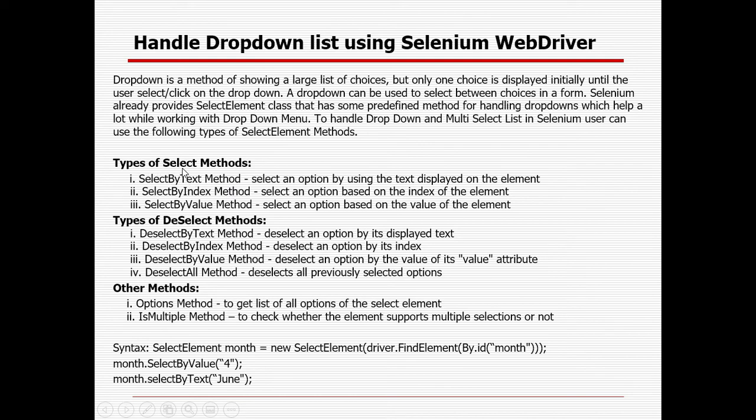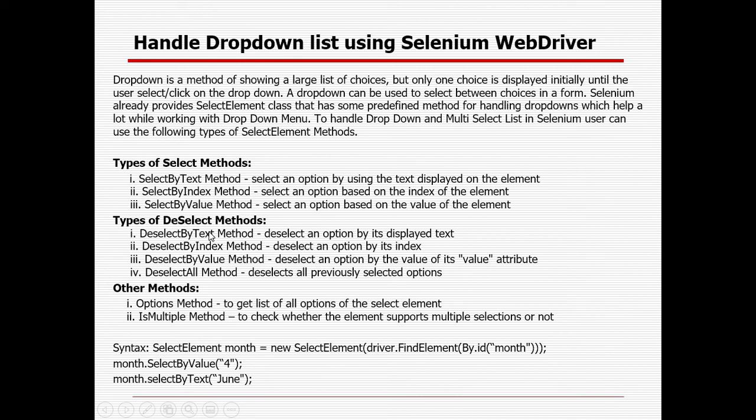In case you want to select an option, you can use the SelectByText, SelectByIndex, or SelectByValue methods. The SelectByText method will select an option using the text displayed on the element, whereas the SelectByIndex method will select an option based on the index of the element, and the SelectByValue method will select an option based on the value of the element.